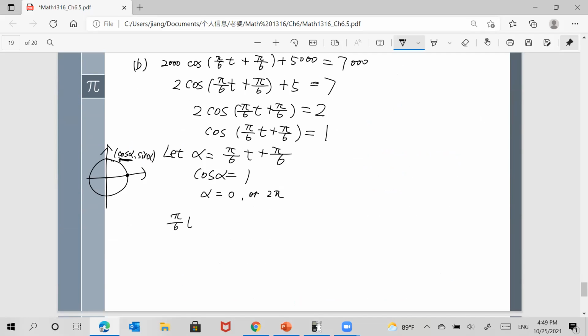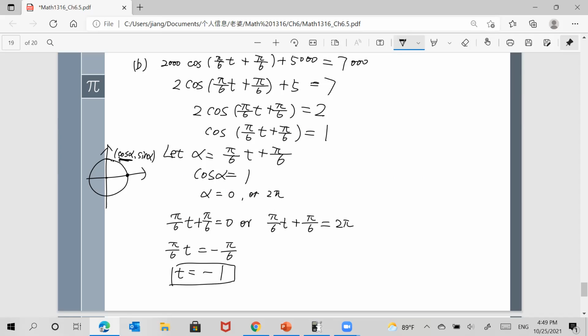So pi over 6 t, oh sorry, I missed that plus pi over 6. Okay. Plus pi over 6 equals 0, or pi over 6 t plus pi over 6 equals 2 pi. Let's solve this. So minus pi over 6 both sides. So pi over 6 times t equals negative pi over 6. That means t equals negative 1.